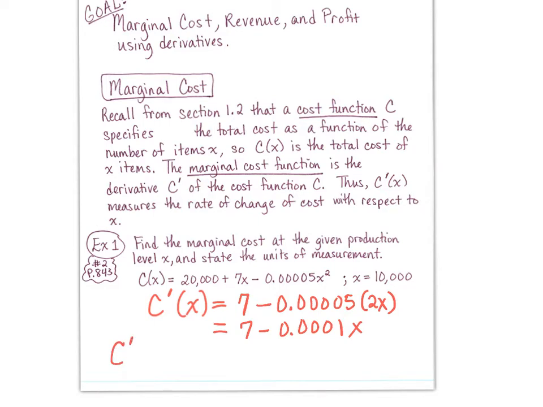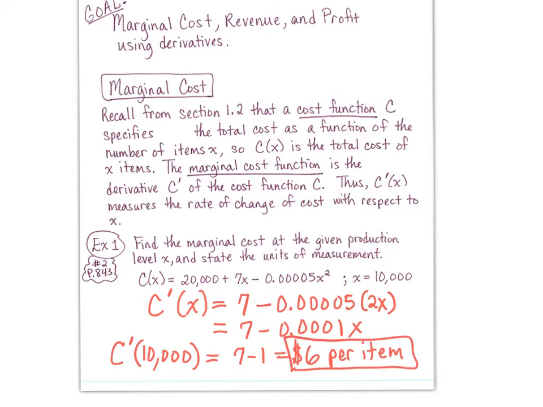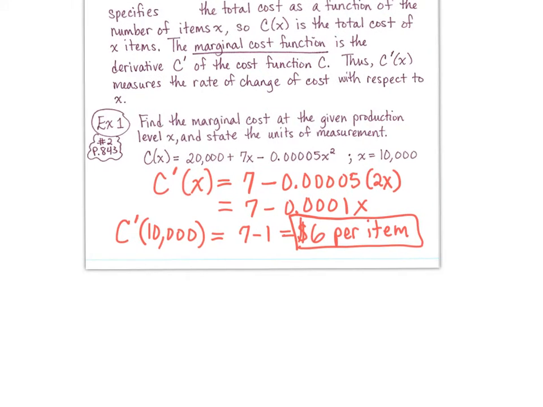Good. That's our marginal cost, right? Now we want to find our marginal cost at the given production level. So when x is 10,000, what's 10,000 times 0.0001? 1. Good. So you have 7 minus 1, which is 6. That means it will cost $6 per item. What questions do you have?